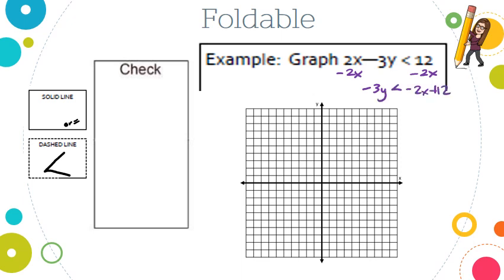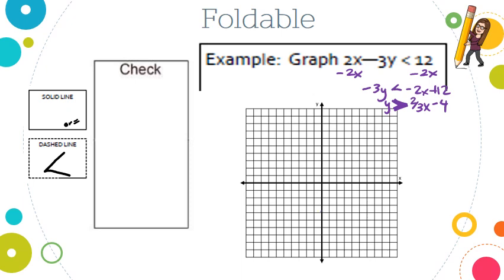I'm going to rearrange those right away. Divide everything by a -3. So because I divided by a -3, I have to flip that sign. So don't forget that. Now I can graph my line much easier.